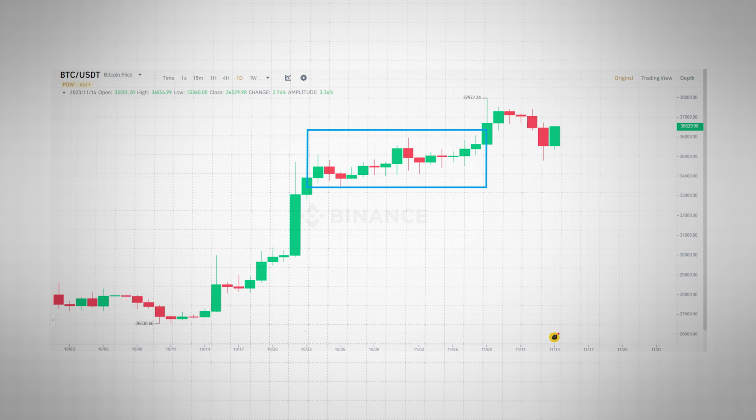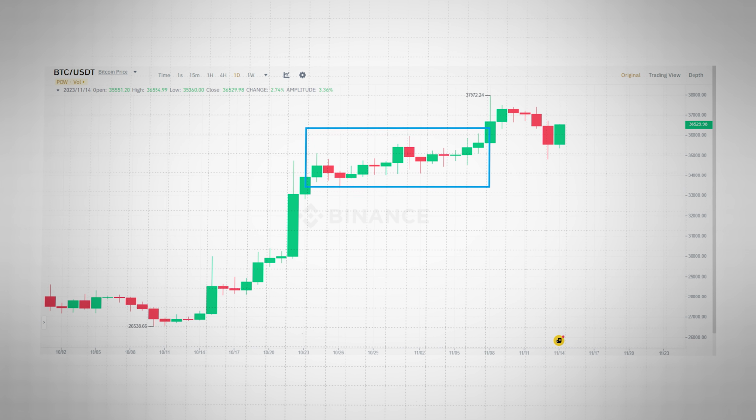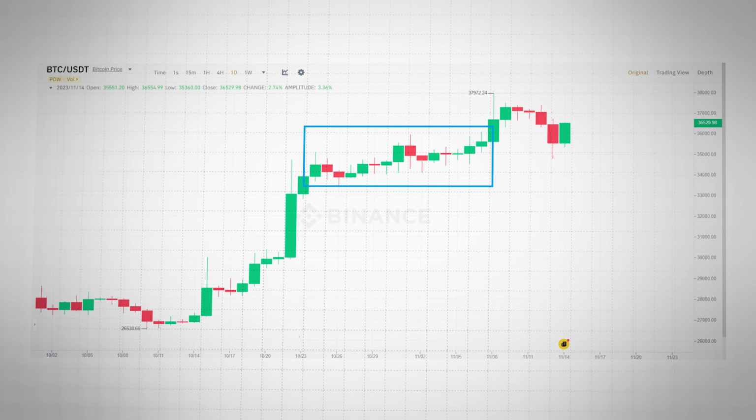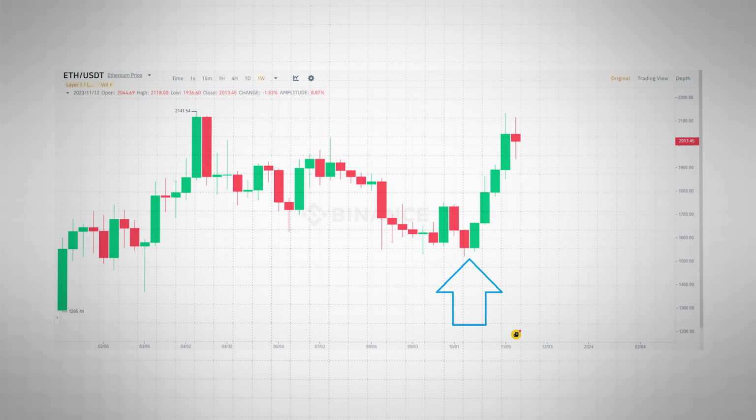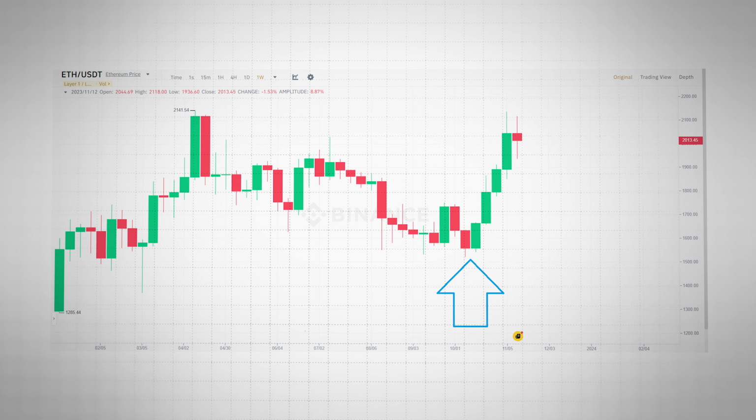Zooming into the daily, BTC appears to have had more than a dozen dojis back in October. The result was that prices moved almost perfectly sideways for weeks. That was until BTC experienced an advanced block on the daily, which appears to have caused the correction we saw on the weekly chart. Now, switching to ETH, you can clearly see the bullish engulfing on the weekly.